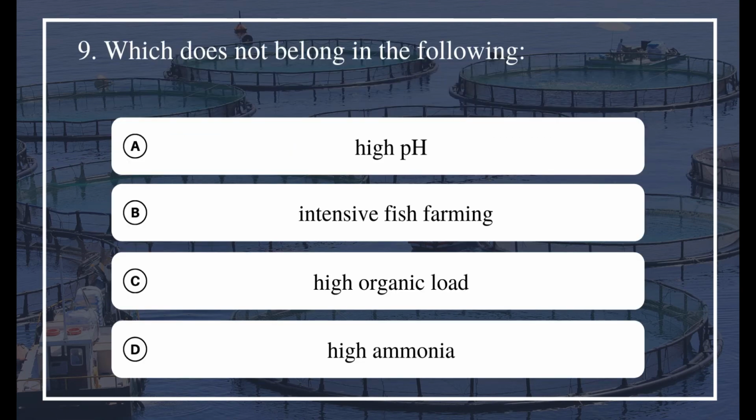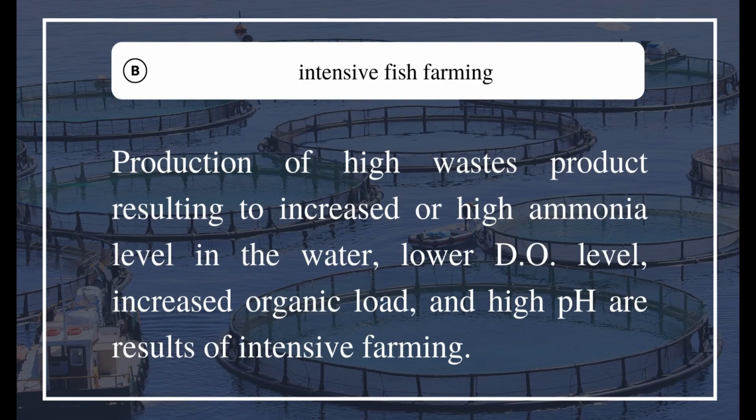9. Which does not belong in the following? A. High pH. B. Intensive fish farming. C. High organic load. D. High ammonia. The answer is B. Intensive fish farming produces high waste products resulting in increased or high ammonia level in the water, lower DO level, increased organic load, and high pH. These are results of intensive farming.